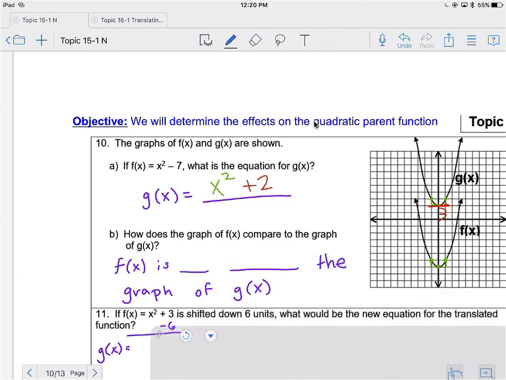Now, how does f of x compare to g of x? F of x is below because it's underneath, and it is 1, 2, 3, 4, 5, 6, 7, 8, 9. So it is 9 units below the graph of g of x.